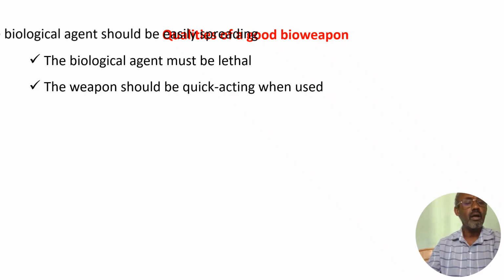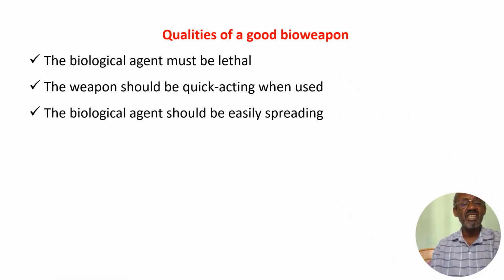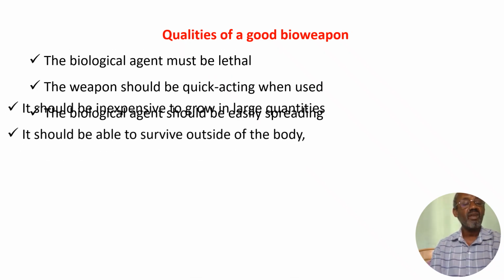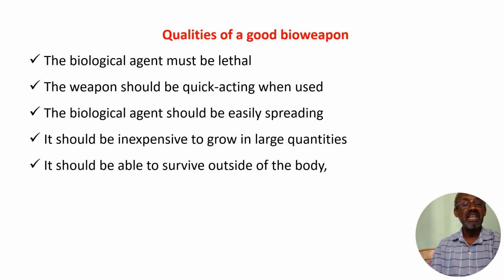Quick acting, and the biological agent should be easily spreading. It must spread easily so that a large number of the population will be destroyed, and it should be inexpensive to grow in large quantities. Yes, you should produce it in a cheap way. It should be cheap to produce in the lab. It should be able to survive outside of the body, in your waste, in your sputum, so that it will keep on spreading. These are the qualities, you see.